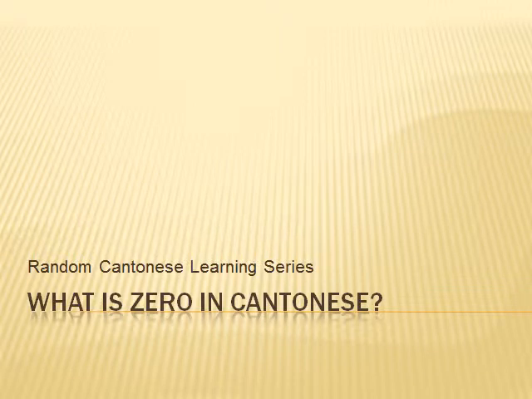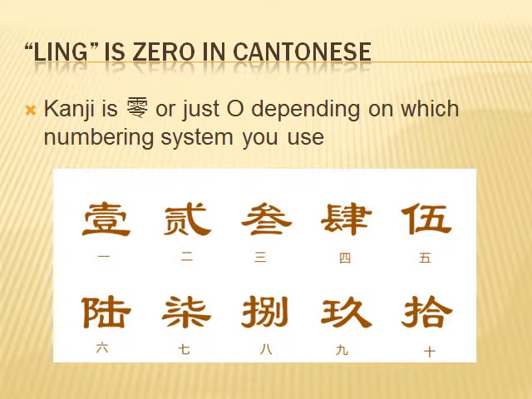Today I'm going to talk about what is 0 in Cantonese. 0 is pronounced leng in Cantonese. The kanji for leng can be written in two forms. As you can see at the top of this slide, leng can be written as the kanji on the top left, as well as a big O.